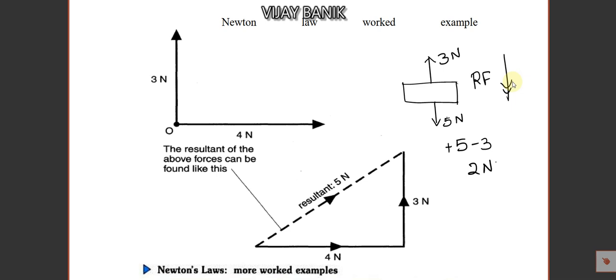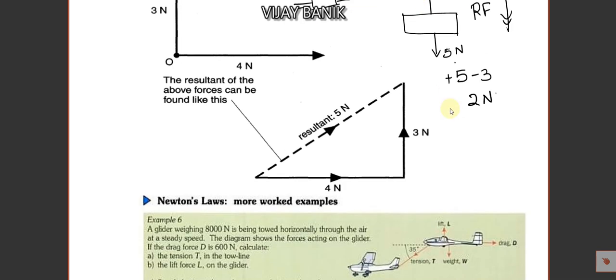Now let me tell you something regarding this concept. In our boxes we only had horizontal forces: horizontal, horizontal, horizontal. If it was vertical forces, they would have just given vertical only. They would not mix the forces for us in O level. From now on, they will start giving a mixture of forces.